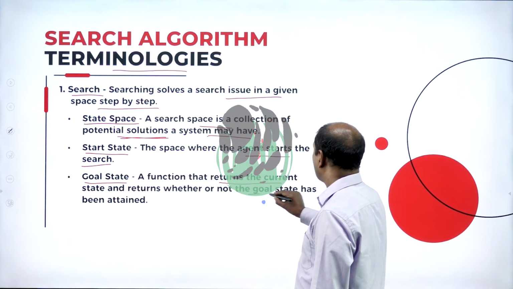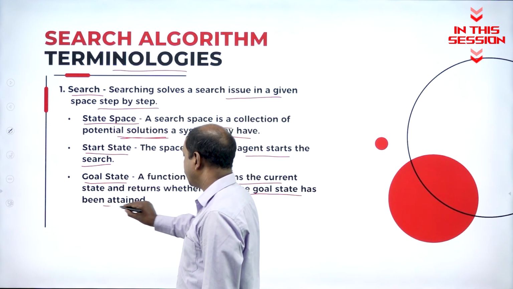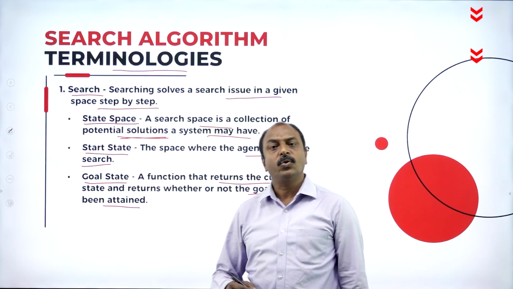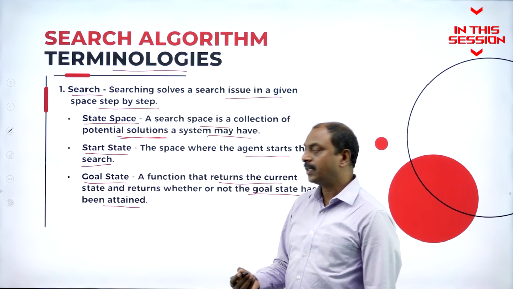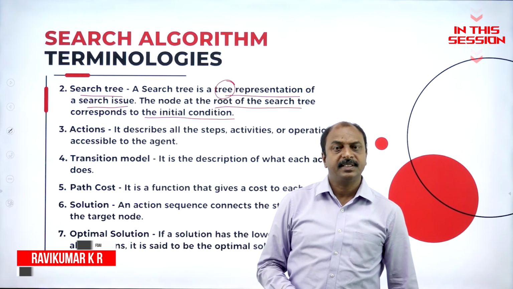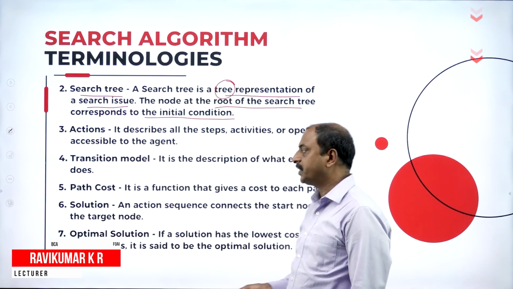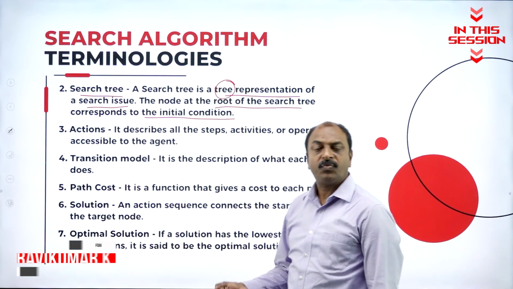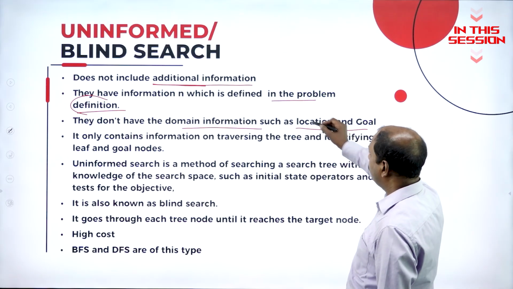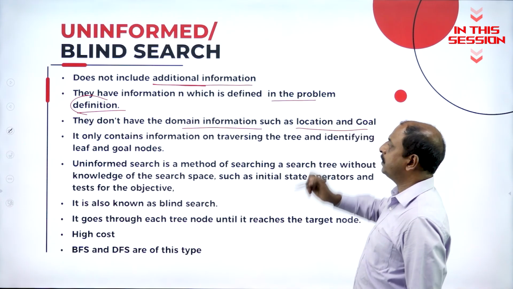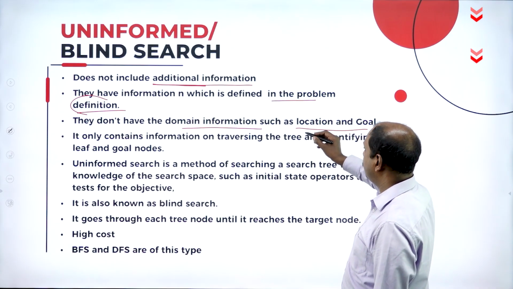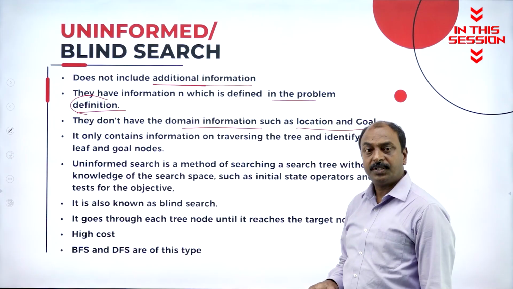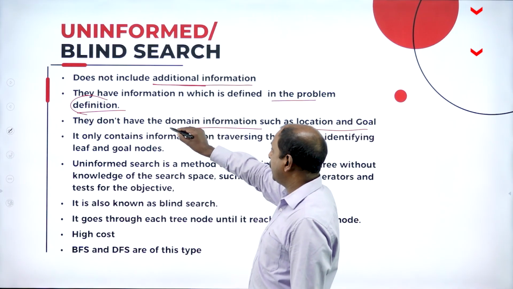Whether or not the goal state has been attained. So it is a state to represent whether the goal has been reached or not. Tree and graphs are examples of non-linear data structures, and in a tree, all the elements we represent in the form of nodes. Additional information required for this particular goal. Those informations are missing, or they don't have those types of information, or we say domain information.